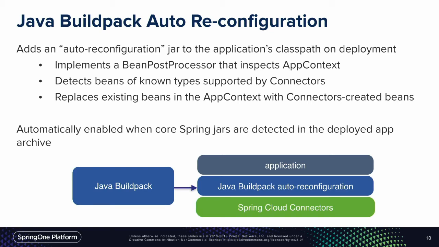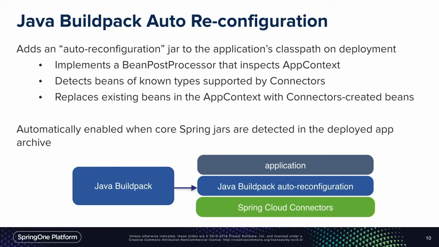And in this case, it said, I see a relational database bound to your application. I see that you have a data source bean in your application, which is the in-memory data source bean that was provided by Spring Boot from the previous example. I'm going to swap out that in-memory database data source with this data source that I'm going to create through Spring Cloud connectors. So that's the Java Buildpack auto reconfiguration.